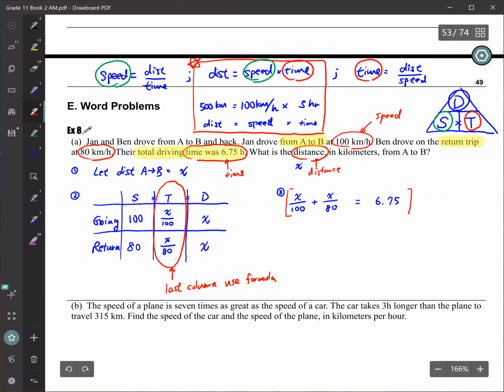What's a common denominator for this one? Common denominator. Yoshir, what do you think? What's a common denominator? Take your time, okay? No rush. As low as possible, okay? We don't want to use 8,000, okay? Is the common denominator 80?